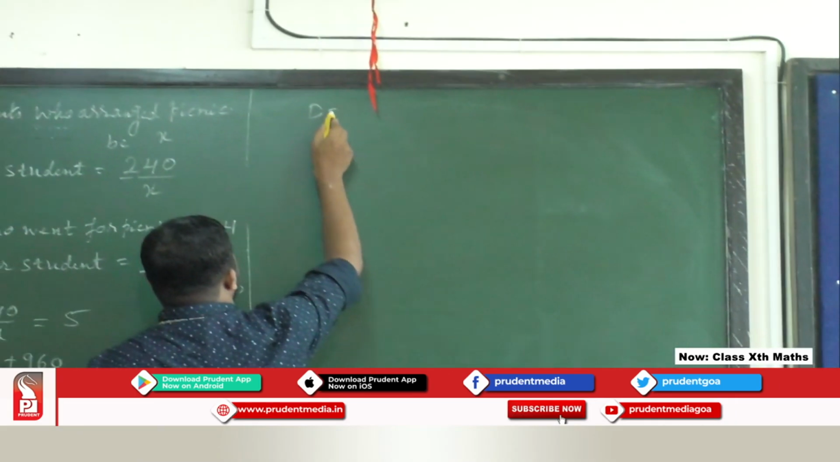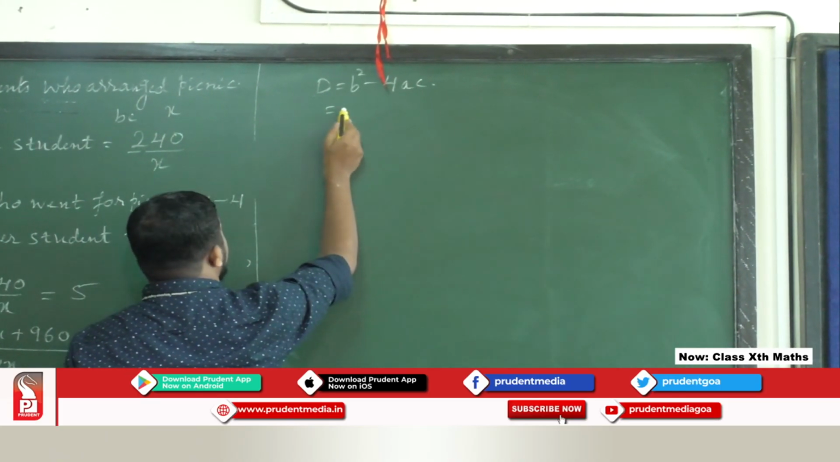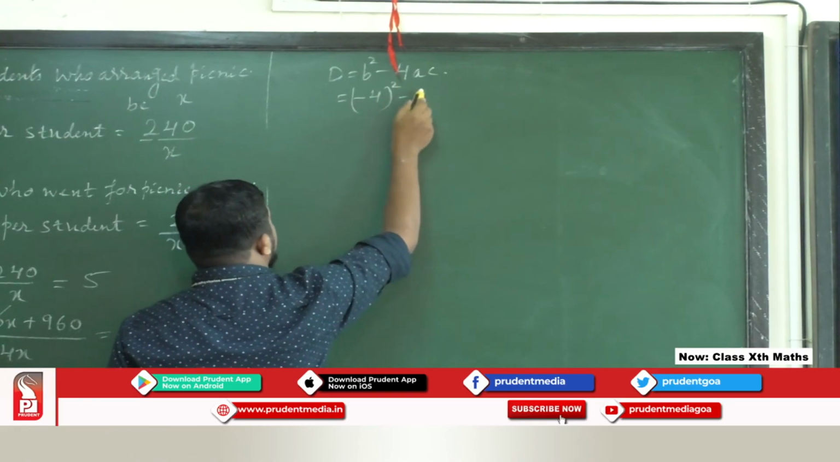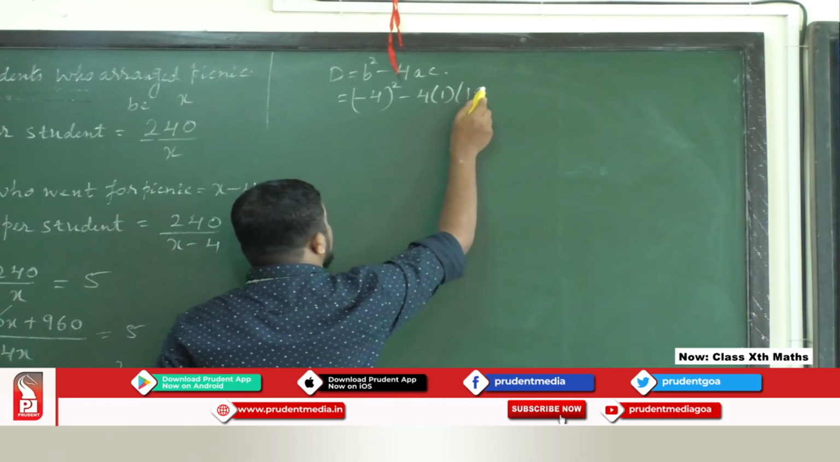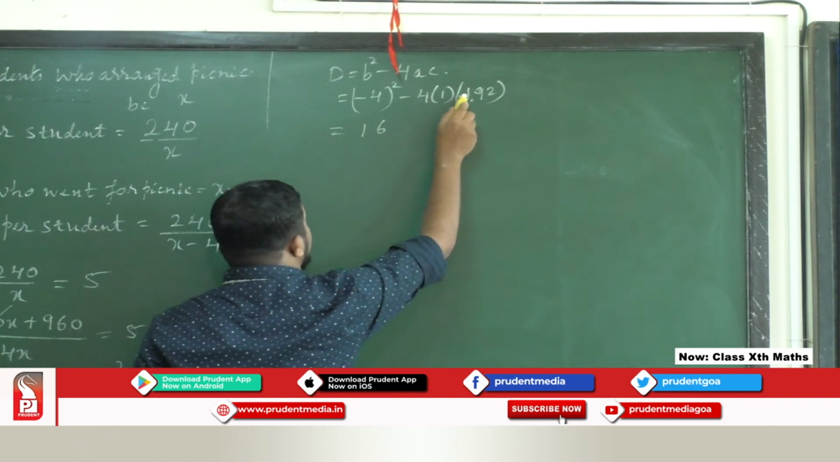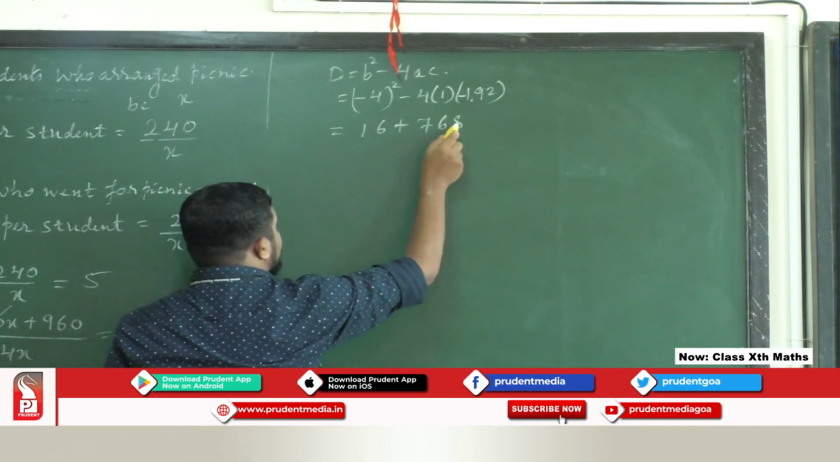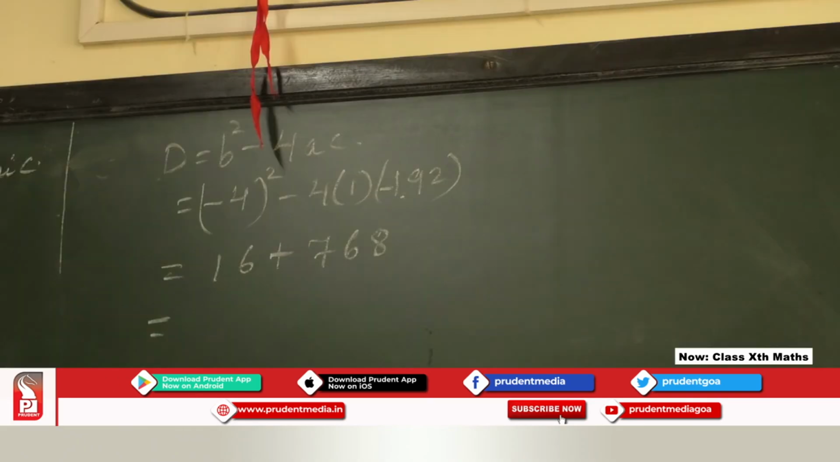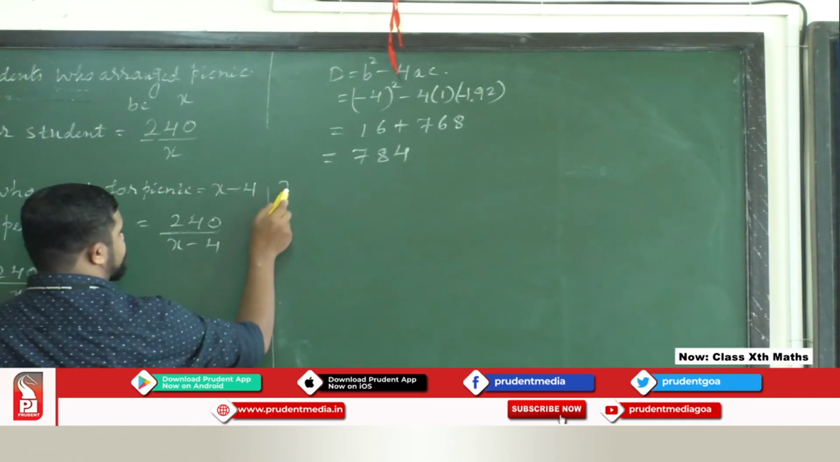So D equal to b square minus 4ac. So b is minus 4, c is minus 192. So 16, and minus into minus is plus, 192 fours, which will give you 768. Let us add now: 768 plus 16 will give you 784. Again 784 is a perfect square.